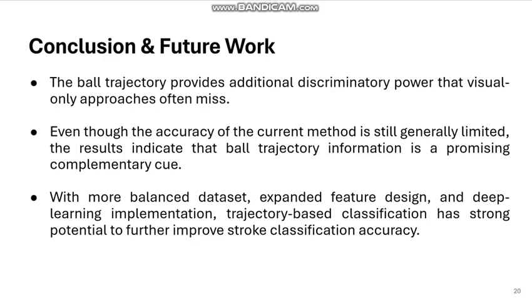So in conclusion, the ball trajectory provides additional discriminatory power that visual-only approaches often miss. Even though the accuracy of the current method is still generally limited, the results indicate that ball trajectory information is a promising complementary cue. With a more balanced dataset, expanded feature design, and deep learning implementation, trajectory-based classification has strong potential to further improve stroke classification accuracy.